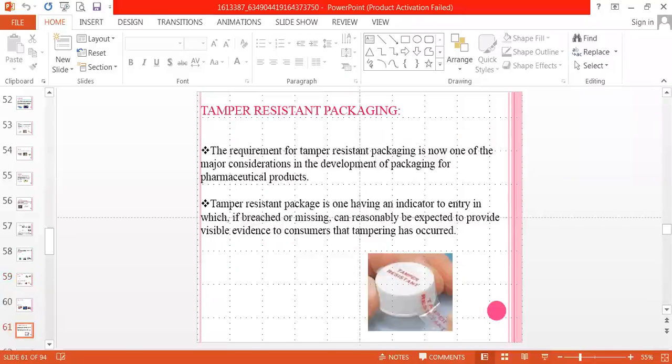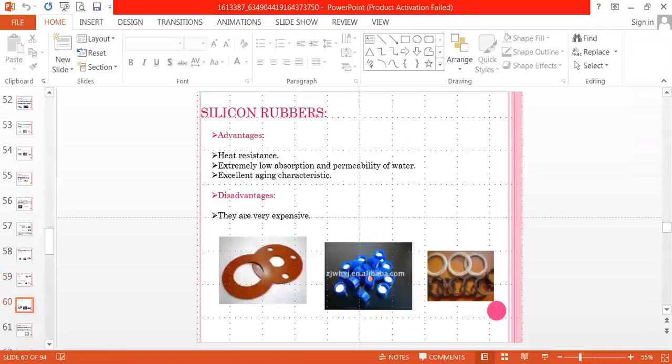Then silicone rubbers are there. Nowadays, silicone rubbers are also popular. They have very high resistance to heat, extremely low absorption, and no permeability of water vapor from the inside to the outside. They also have excellent aging characteristics, so they will not decompose with age. They are very expensive in nature, and that is the disadvantage. Generally for vaccines, sera, and laboratory tests, we use silicone rubbers.